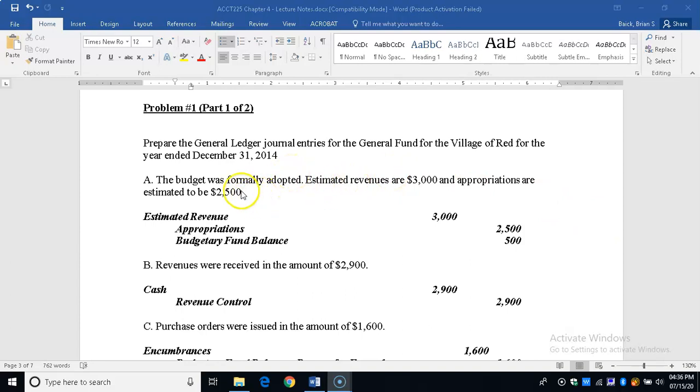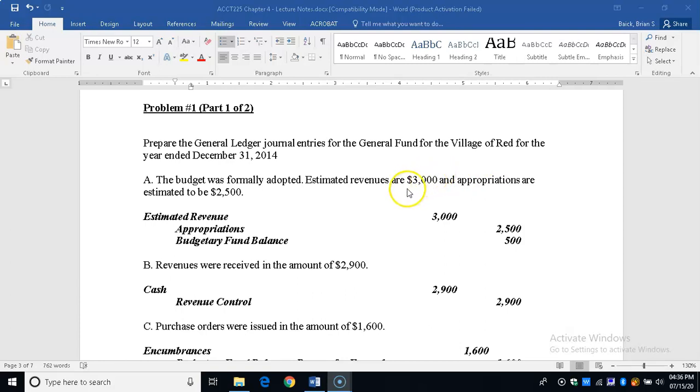So you can see here that we're going to be using budgetary accounting. Budgetary accounting is going to create more work, and in this first example it says a budget is formally adopted and they estimate revenues at $3,000 and appropriations are estimated at $2,500. Okay, a couple things here. Estimated revenue is the amount of money you think you're going to get. Appropriation is the amount of money you're allowed to spend. So nothing has actually happened here. This is just budgeting or planning for the future.